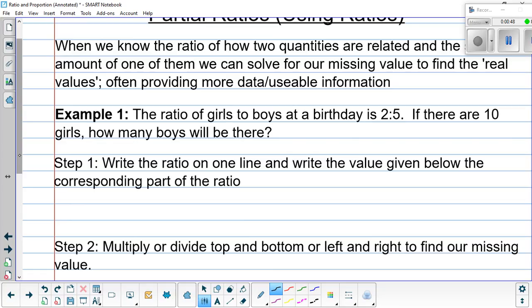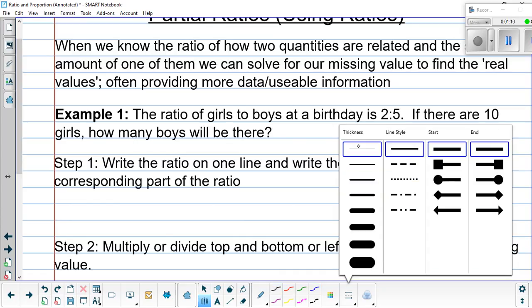So when I said real values before, when we actually say that there are 10 girls, how many boys are going to be? That's actually a real situation. So how exactly are we going to work with this? Well, we work with this by writing the ratio on one line. Every time, you're going to write the ratio on one line.